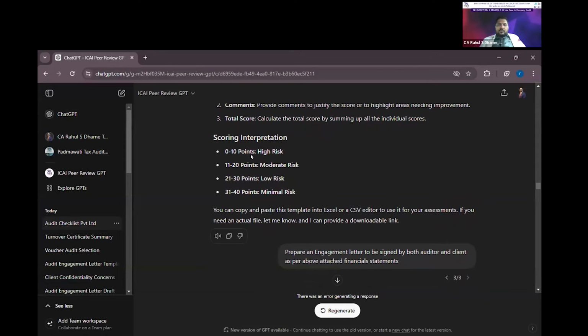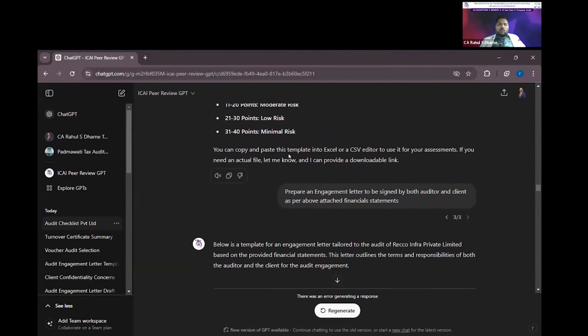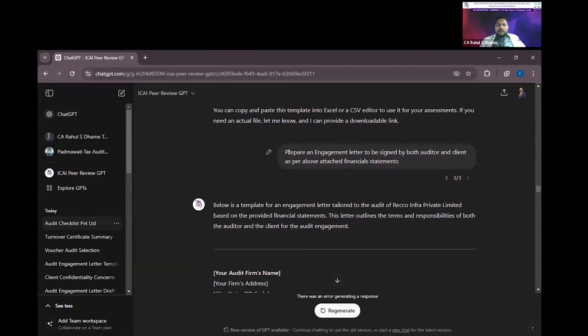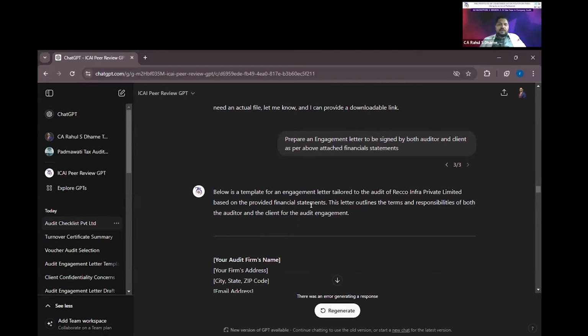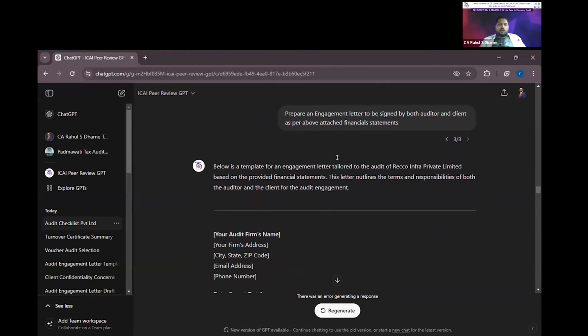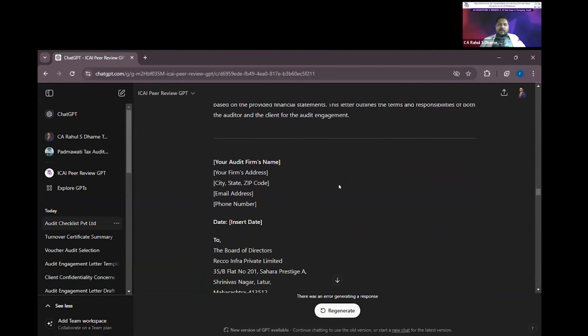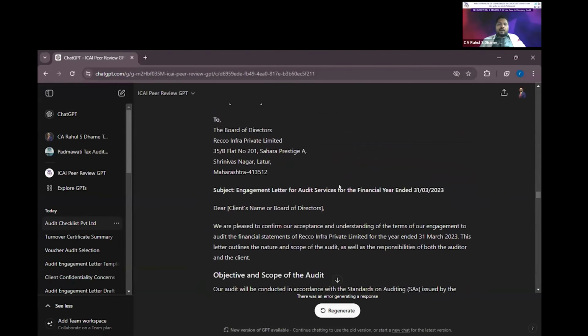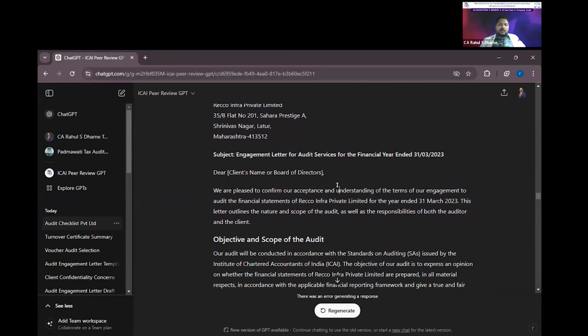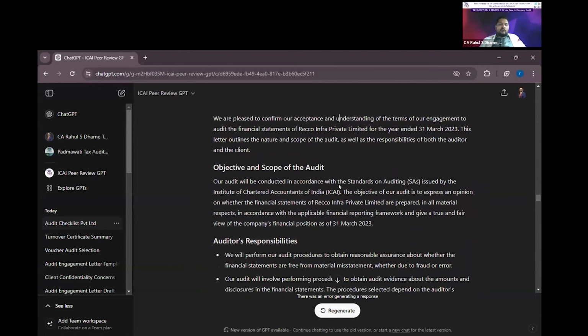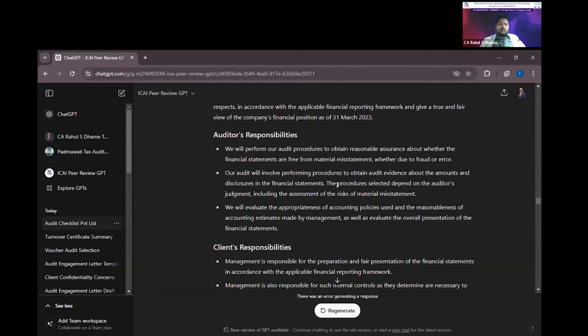Now for the next thing, we will prepare an engagement letter to be signed by both auditor and client as per the above attached financials. I have attached the financials earlier. So by giving this prompt, we will get an engagement letter format. We can suitably modify it as per our needs and have the documentation with minimum efforts.